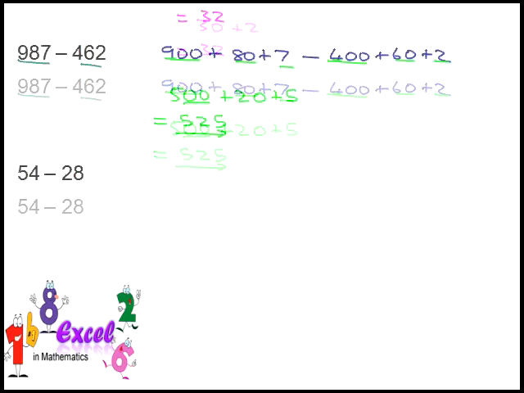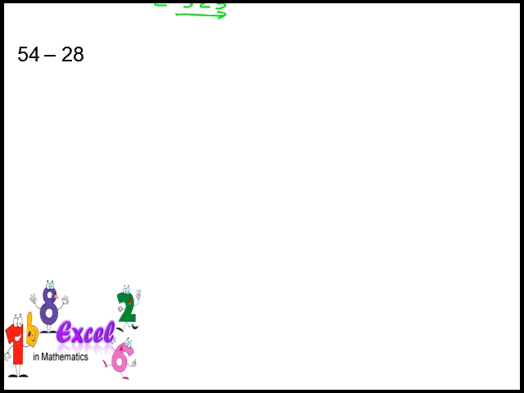And then the last one is a bit tricky, because you'll notice if we do the same as before, we write 50 plus 4 minus 20 plus 8. We could easily take the 50 minus the 20. It's the same as 5 minus 2. It's 3 and add the 0. However, we can't subtract the 8 from the 4.